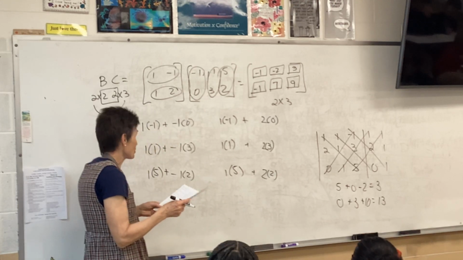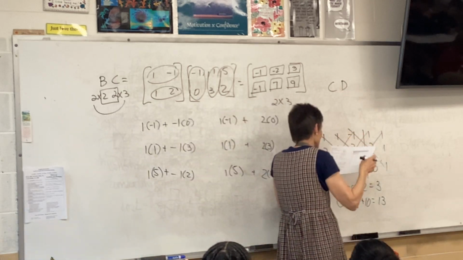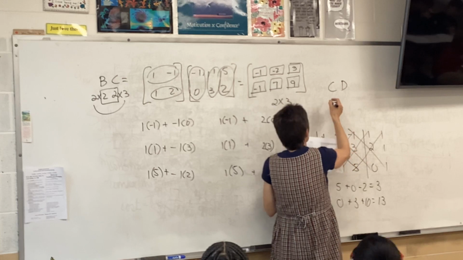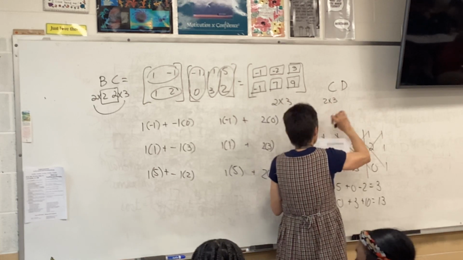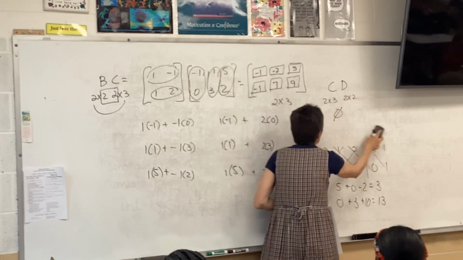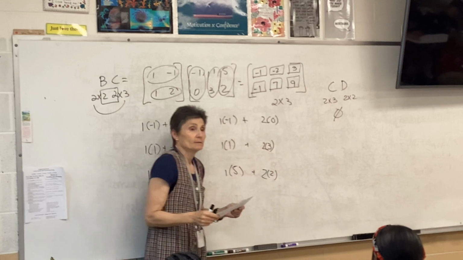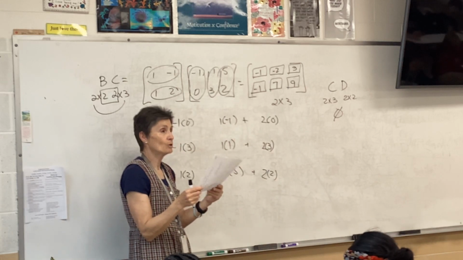All right, C times D. Before I write it all out, what are the dimensions of C? 2 by 3. D is a 2 by 2. Good thing I didn't write it all out, because it's not possible. So we skip it. No solution.